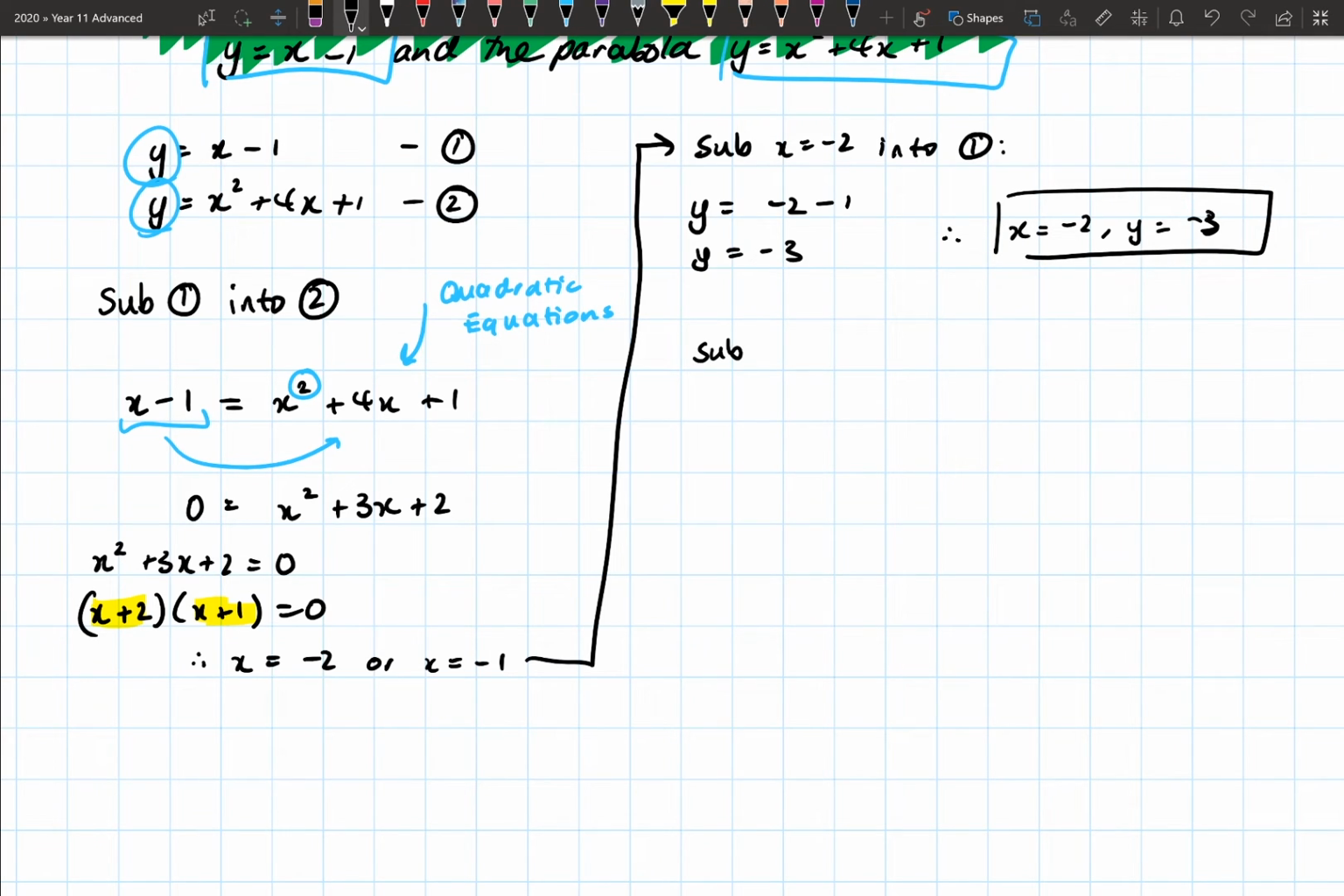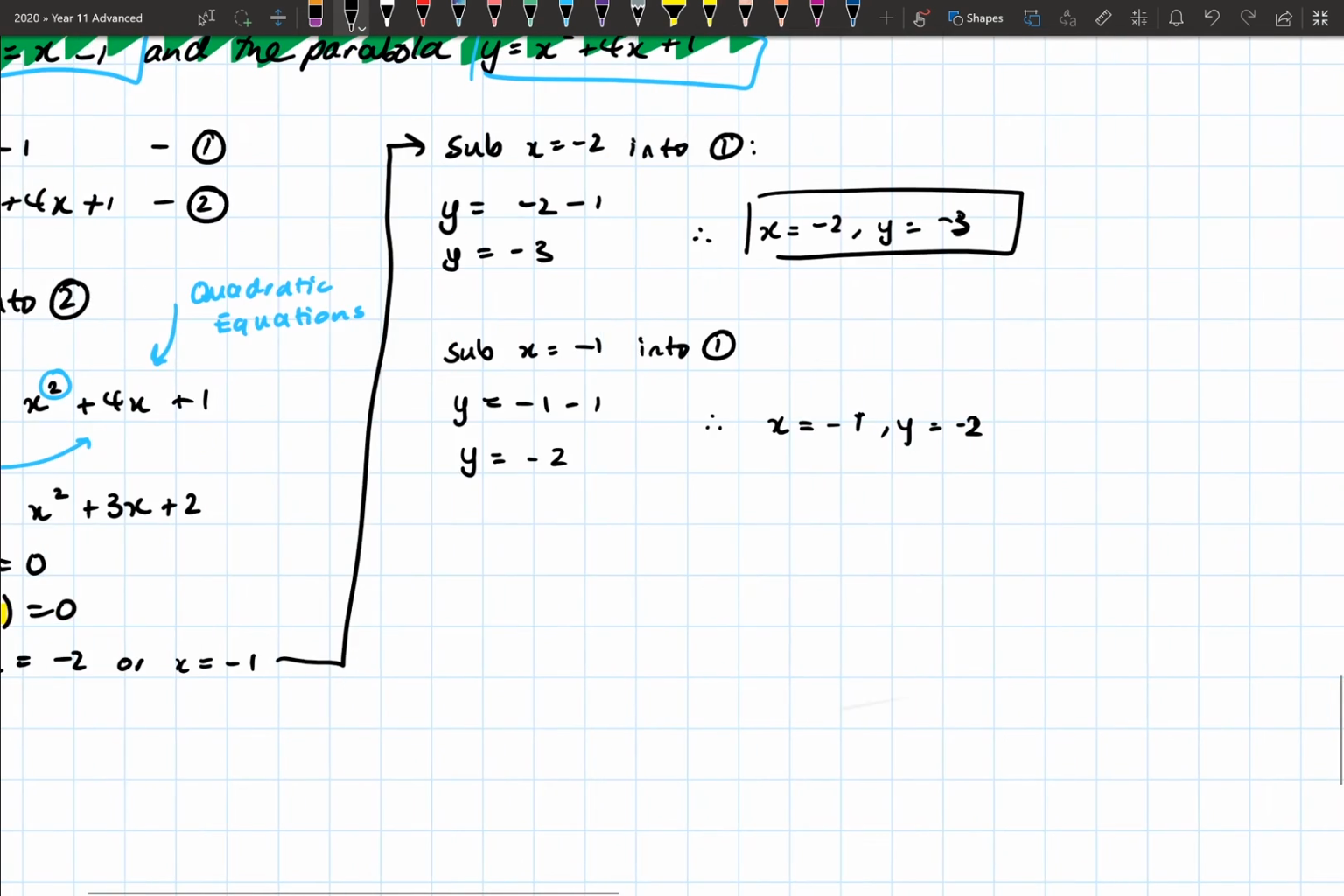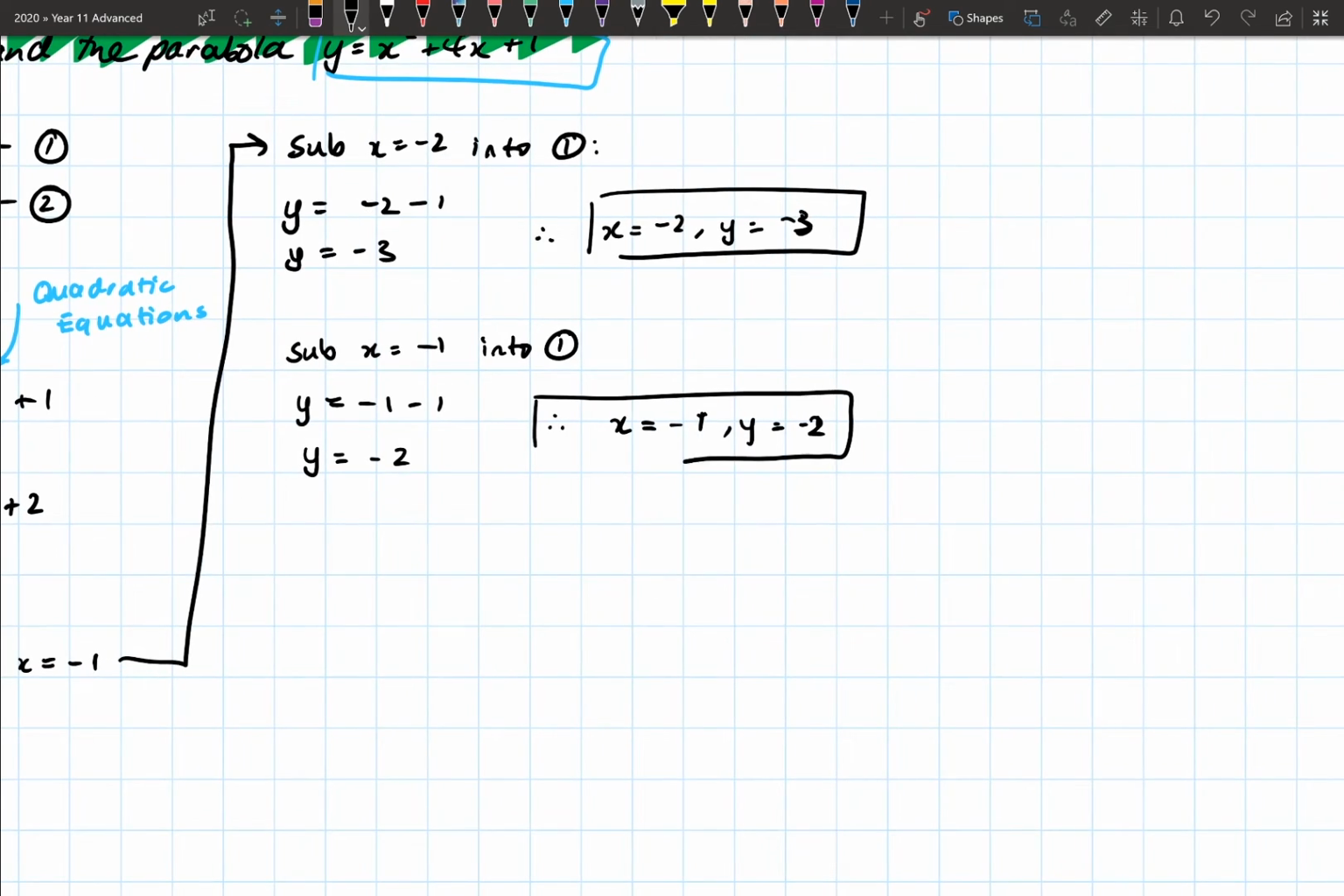And then the second thing is I'm going to sub x is equal to minus 1 into the same equation. So I've got y is equal to minus 1 minus 1. So I've got y is equal to minus 2. And so therefore my second solution is x is equal to minus 1, y is equal to minus 2. Okay, cool. So I've got my two solutions here.